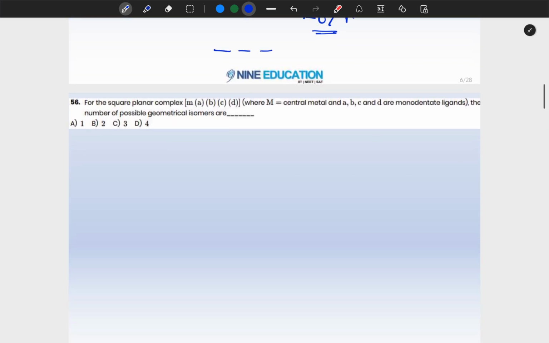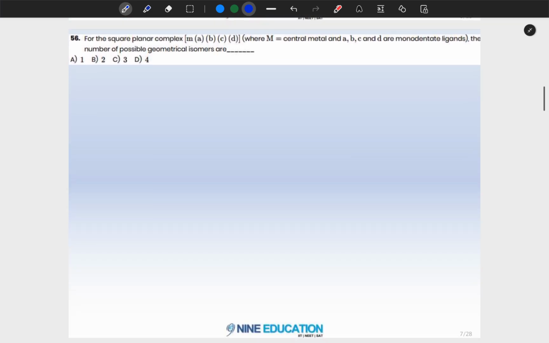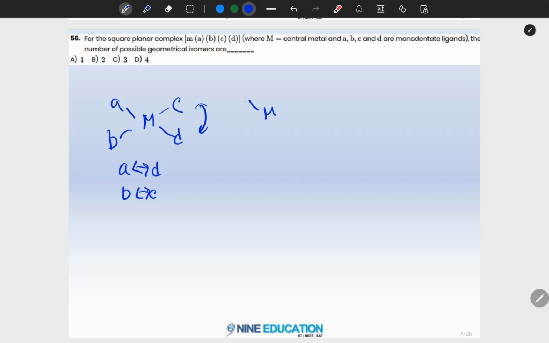Next question. For the square planar complex MABCD, where A, B, C, D are all monodentate, I need to find out the number of possible geometrical isomers. So this is the metal. This is one possible isomer. In this isomer, A and D are trans to each other, B and C are trans to each other. Let's interchange the position of C and D. So I will get the second isomer. In this case, A and C are trans to each other, B and D are trans to each other.